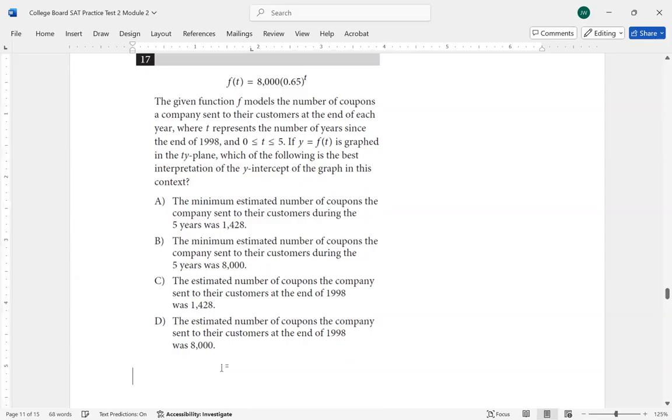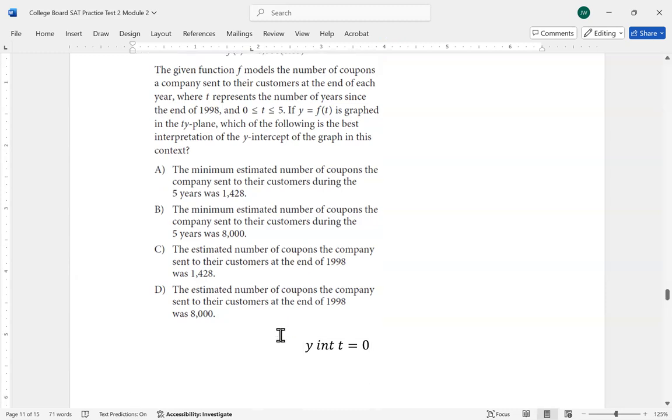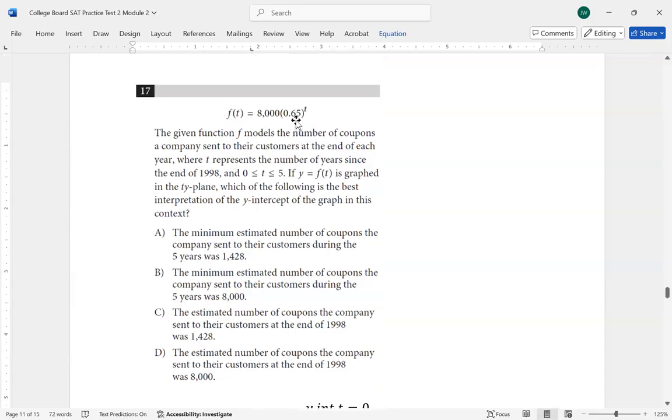Now, the y-intercept is going to be what you get when you plug in T of 0. So y-intercept means that T is going to be 0. And if you do that, you end up with F of 0 is equal to 8,000, because 0.65 raised to the 0 power is 1. And then times 8,000 is 8,000. So I get 8,000 times 1, which is 8,000.